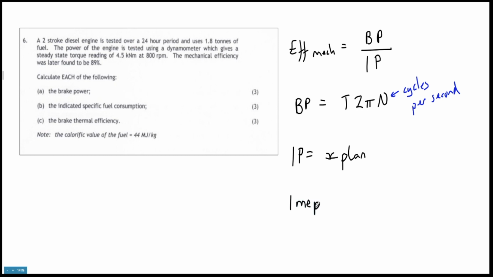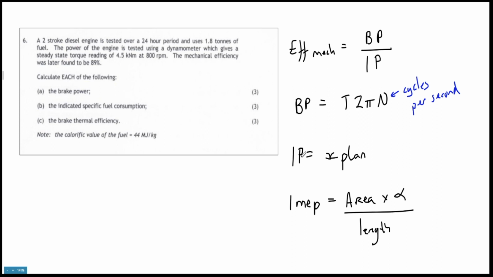IMEP, it's the indicated mean pressure, and this is inside of the cylinder. And this is the area. This comes from a diagram drawing, which we don't have a diagram on this one either, so we're not going to be using this one. It's area times the spring coefficient, and you can see there's no spring coefficient on this, divided by the length. Again, we don't have diagram information, so we can't use them.